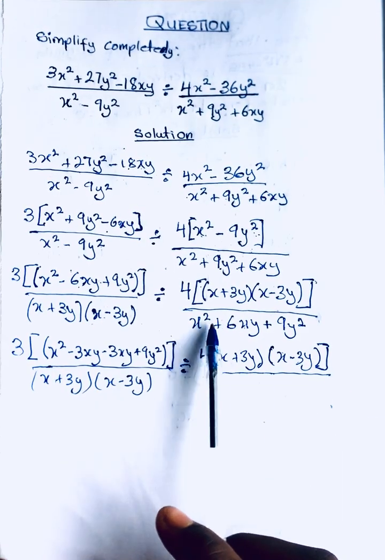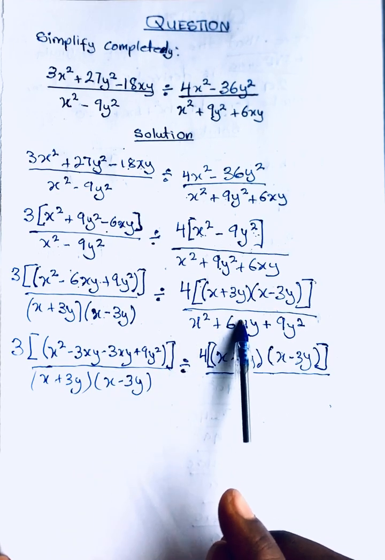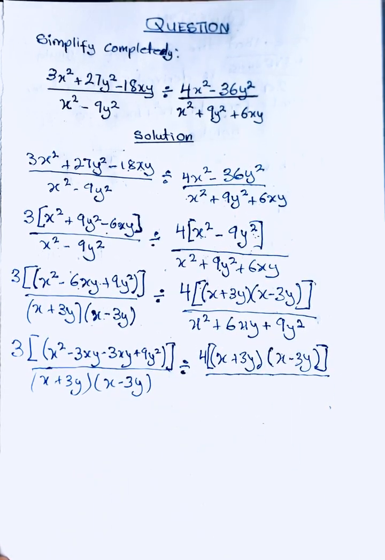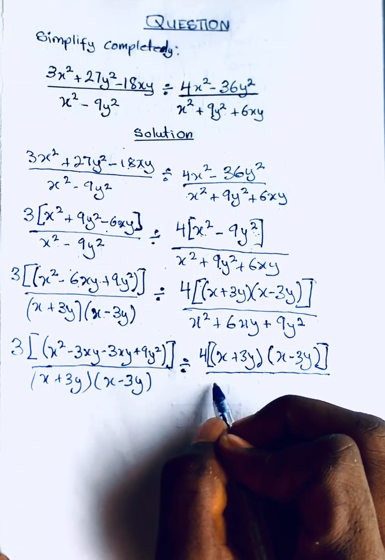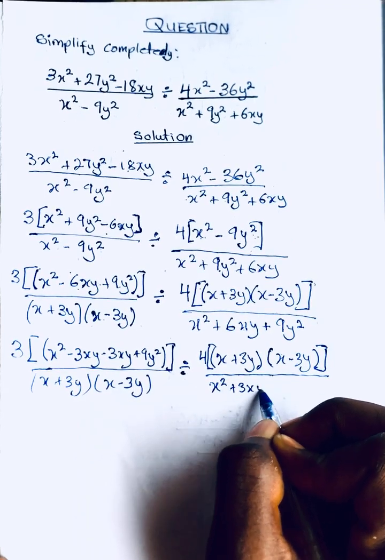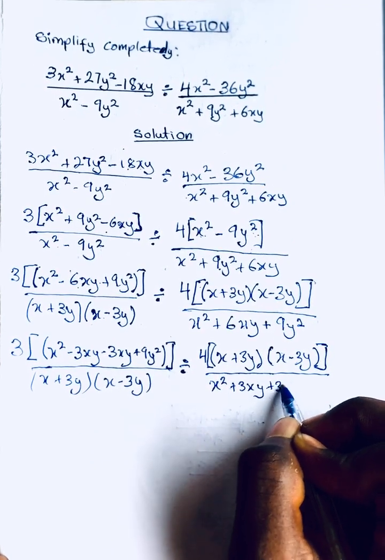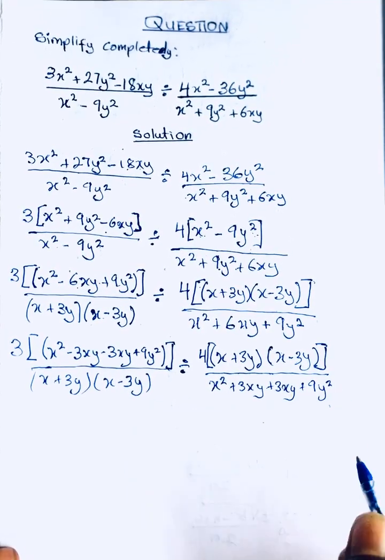So we are going to apply the same thing here. We look for two numbers. When you add, you get 6, and when you multiply, you get 9. 9 times 1 is 9. So it will be x squared plus 3xy plus 3xy plus 9y squared.